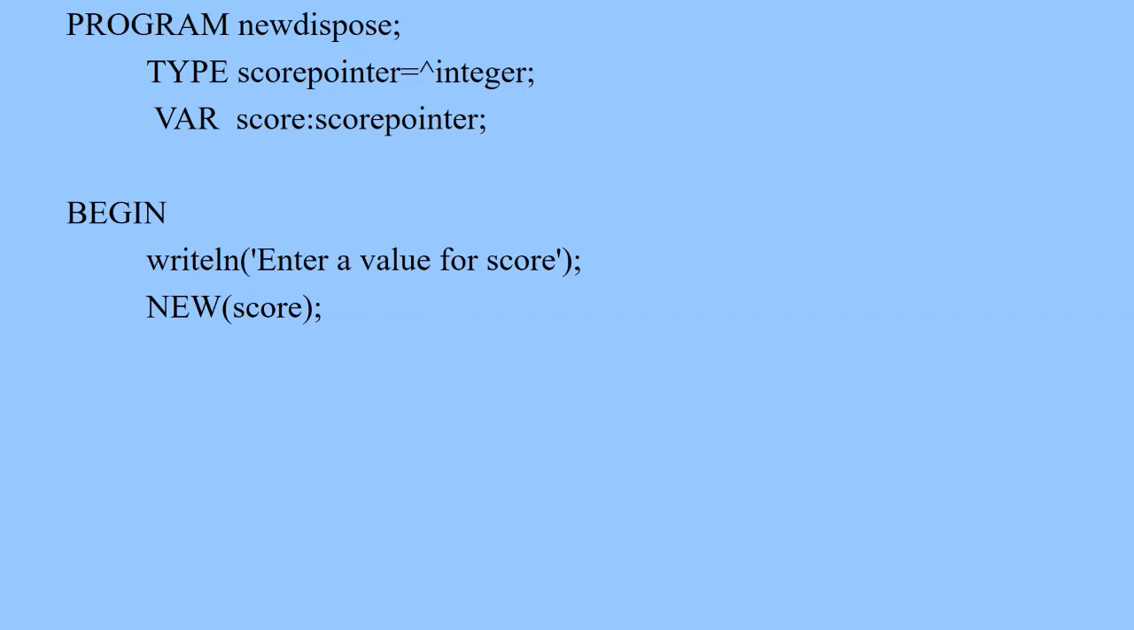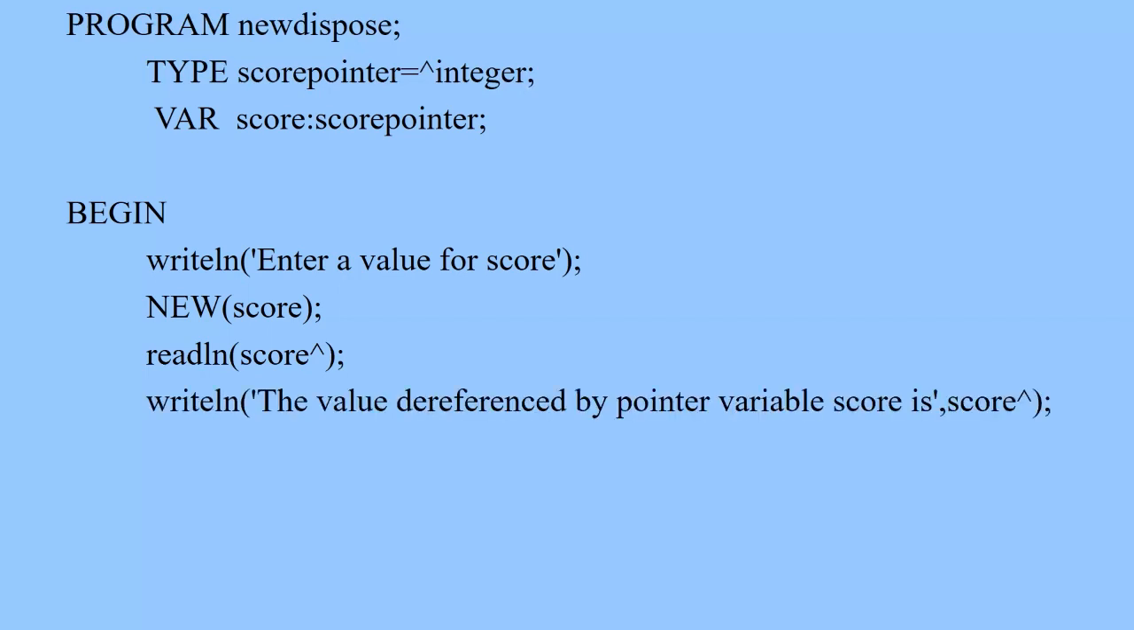From the available memory, we pick a portion of it and we name it score. And then we read a value from the user, and that value we store through the pointer into that portion of memory that has been set aside to be used by the pointer score.